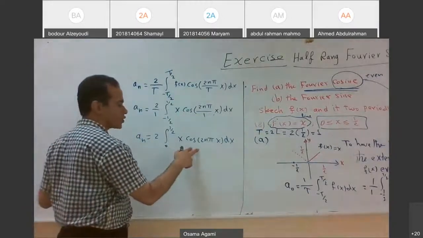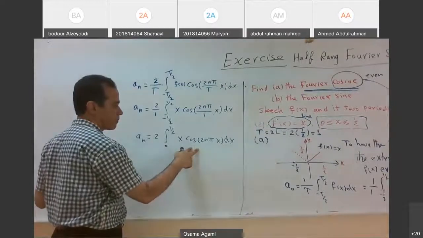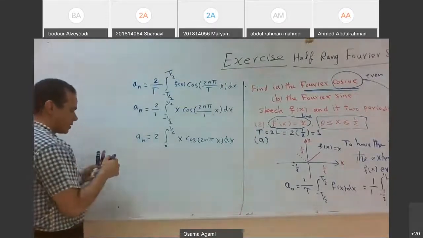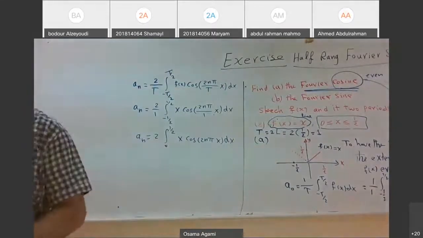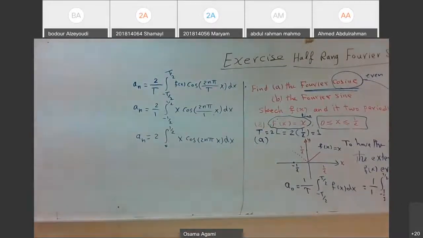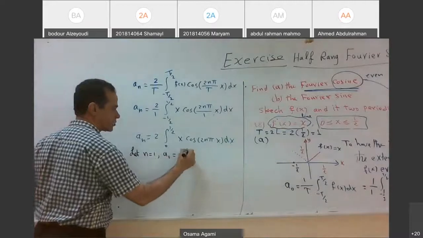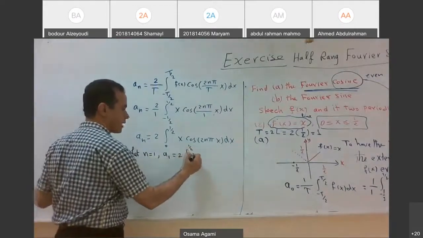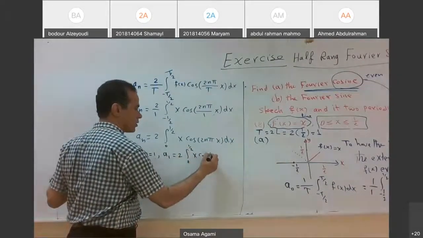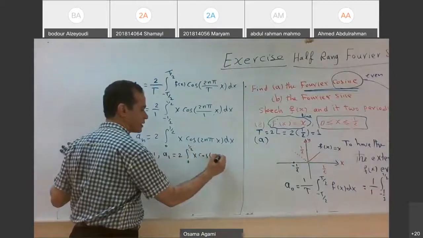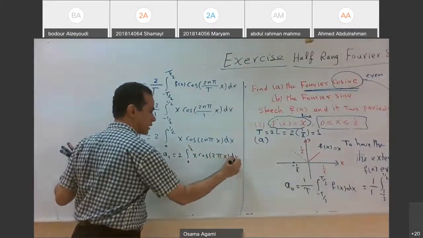You cannot integrate this one directly, so you can do integration by parts, one by one, Abdurrahman. It's better to use your calculator. Okay, so I let n equal to 1, so I have a1 equal to 2 times the integral from 0 to half of x cosine 2πx dx, since n is 1, so no need to write it down.